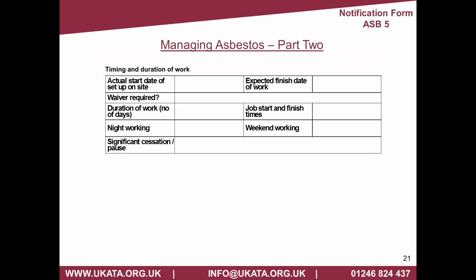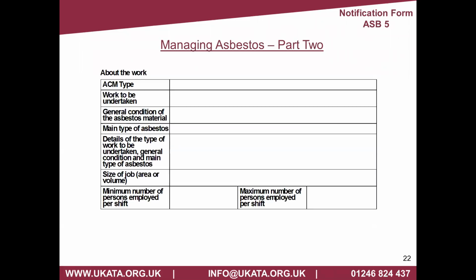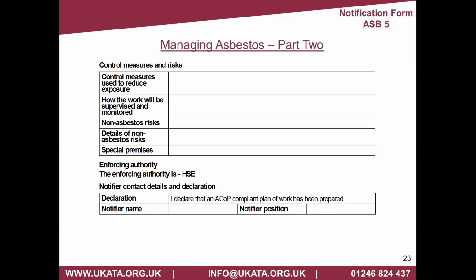As you can see, there's quite a lot of information they have to put through to the HSE: types of asbestos they're working on, general conditions, details of the type of work and general conditions. So this is like a snapshot of the plan of work that would be used for that particular work activity. Control measures, how the work will be supervised, so CCTV, vision panels, etc.